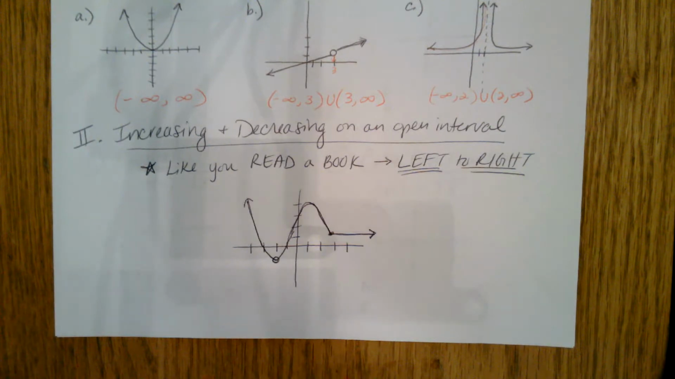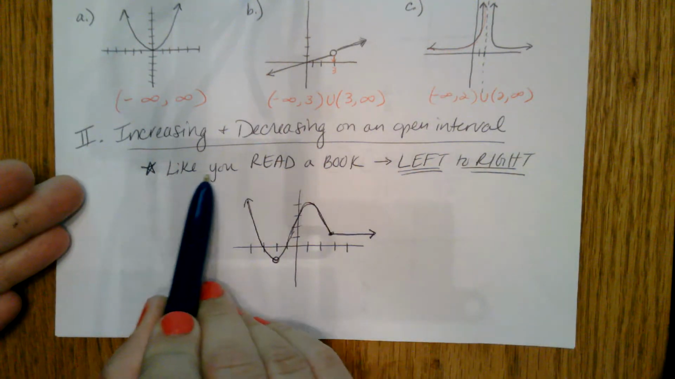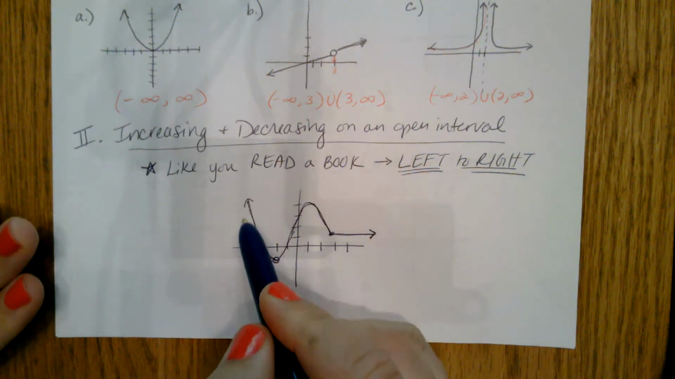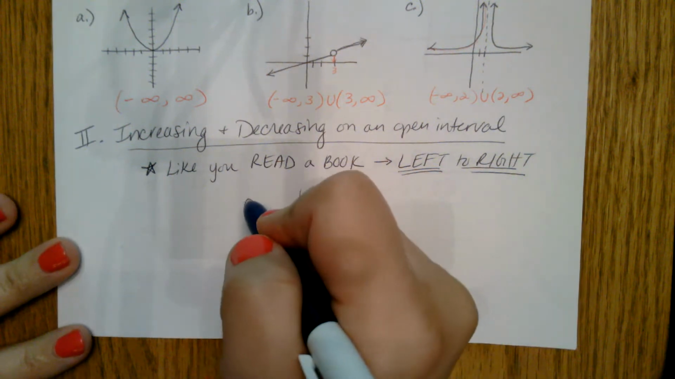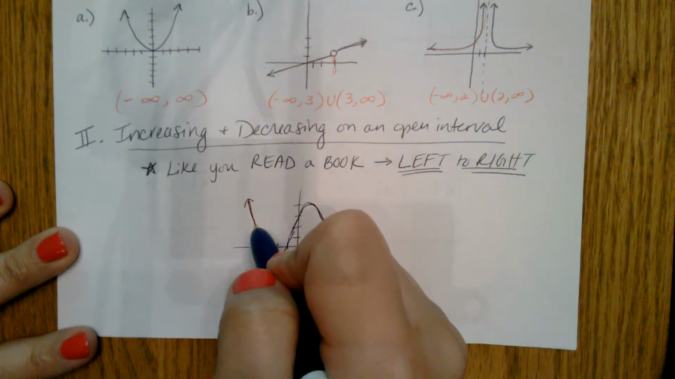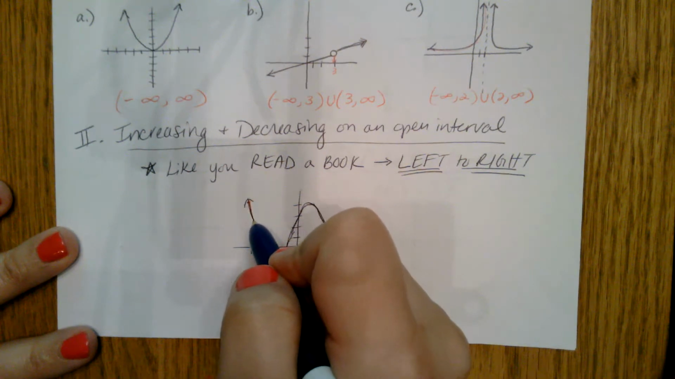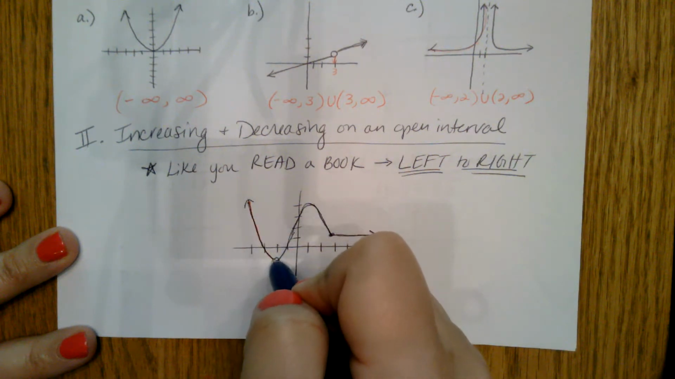Now let's talk about a function. Where is it increasing or decreasing? Please, please, please write this down. It's like you read a book. You read a book from left to right. You're reading this right here, left to right. That's the same for a graph. So if right now I put my pencil on the leftmost part and I start to draw it, even though the arrow is pointing up, I am going down, okay? So I am decreasing.